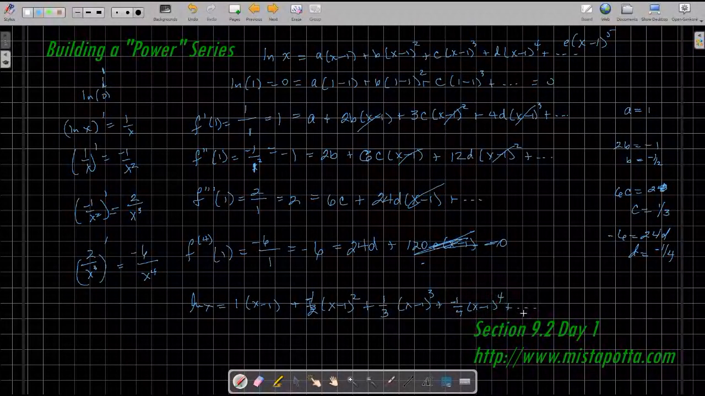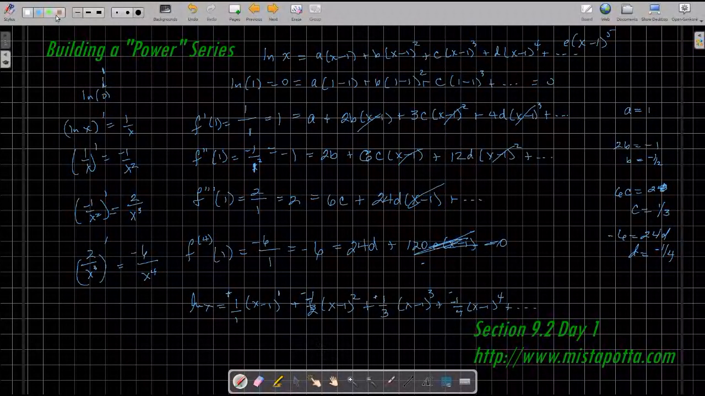And I can see that there's a pattern here. I see that my denominator of these fractions needs to be equal to the exponent of the x minus 1 term. I notice that I have an alternating series because I start off with a positive coefficient, then a negative coefficient, then a positive coefficient, then a negative coefficient.